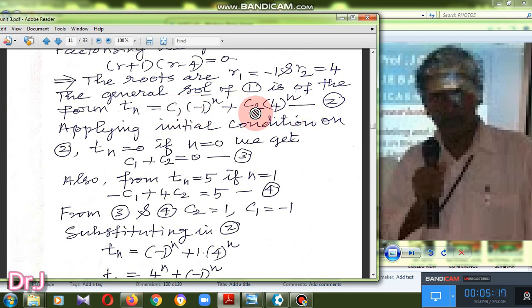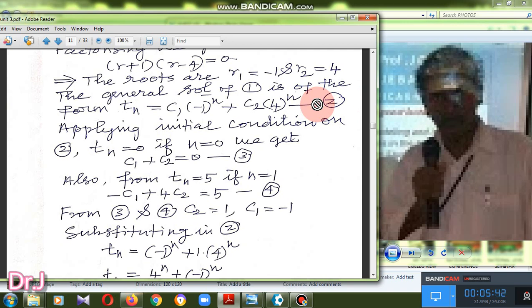Okay, right, so here R1 is minus 1, R2 is 4. So substituting in this general equation format, we'll get Tn equals C1 into minus 1 to the power n, because R1 is minus 1, plus C2 into 4 to the power n, because R2 is 4. I am taking this as equation number 2, because this equation may be useful in the future.